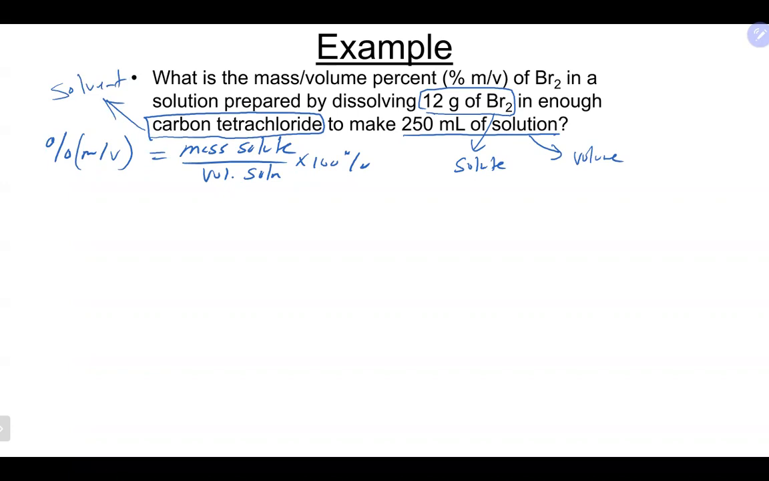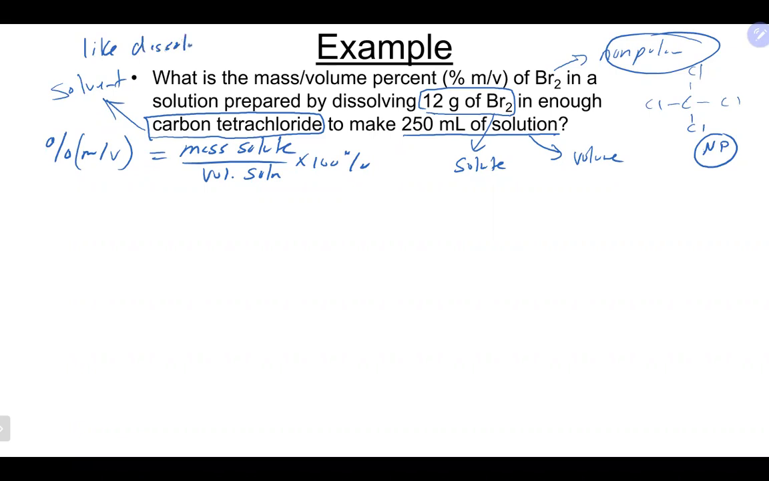This is a case where water would be a really terrible solvent, because Br2 is nonpolar, and carbon tetrachloride is also nonpolar. So these two things mix really well together. We will talk a little bit more about it later: the idea of like dissolves like. Nonpolar and nonpolar things work well together. Polar and nonpolar things, not so good. They really don't mix. So that's why, in this case, the solvent is carbon tetrachloride.